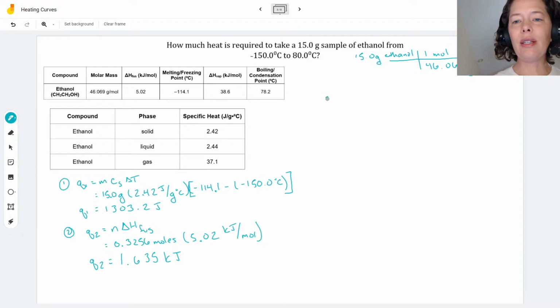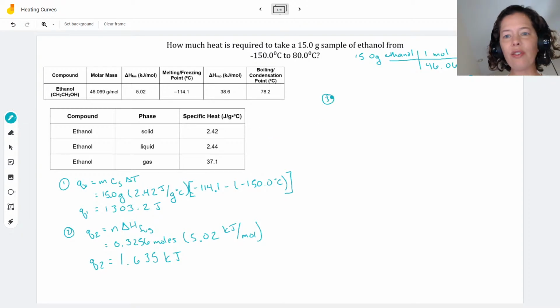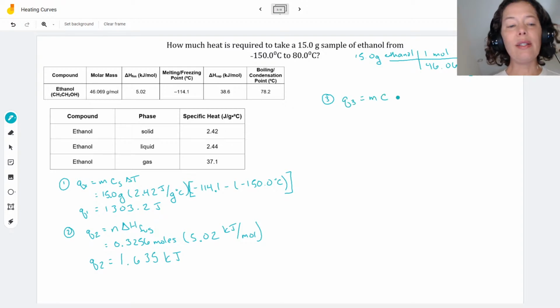Okay, so this is step 3. I'm not sure if I'm going to be able to put everything on this page, but I've got a second page ready. Okay, so step 3, this will be Q3 equals mass. Again, I need to be careful about which specific heat I use. I am in the liquid phase now, so I'll call that specific heat of liquid times the delta T.